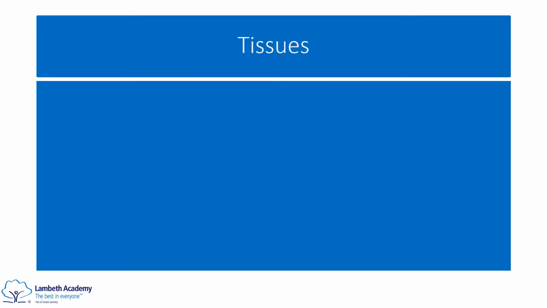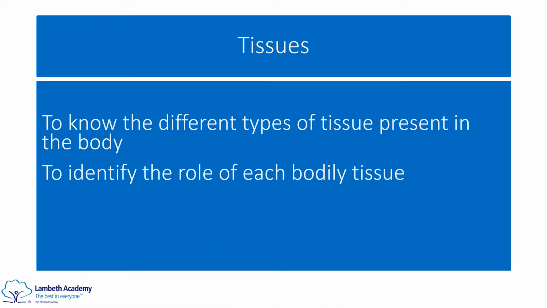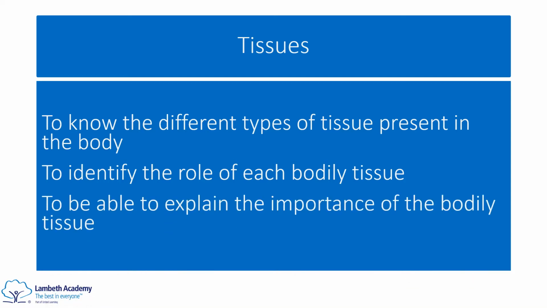We have already gone over the learning outcomes of today's lesson, but I just want to reiterate. So the first thing that we are going to do is to know the different types of tissues present in the body. We won't go through all of them today, but I want you to at least know the 4 different types of tissues. I want you to identify the role of bodily tissues. Specifically, we are looking at epithelial tissues today, and we are also going to be able to explain the importance of bodily tissue.